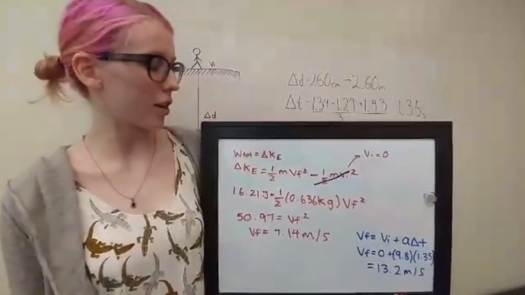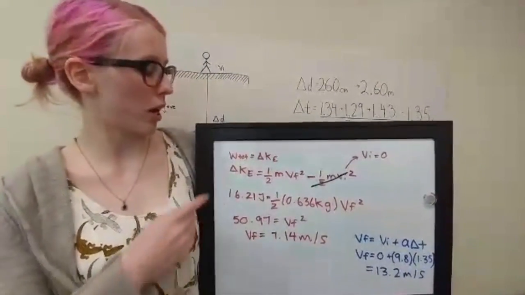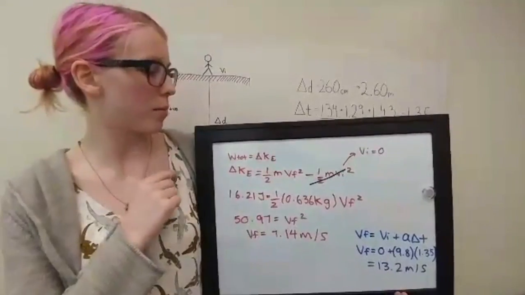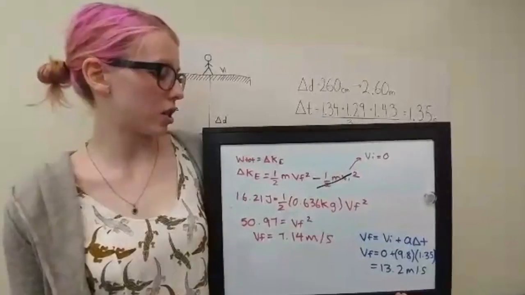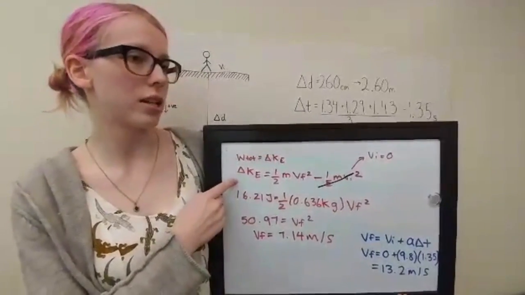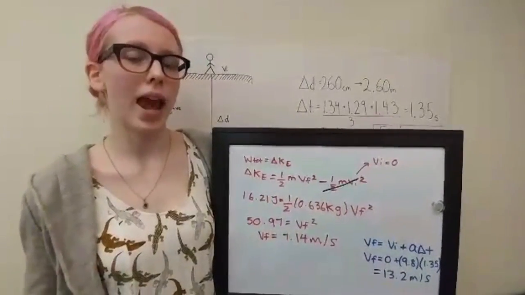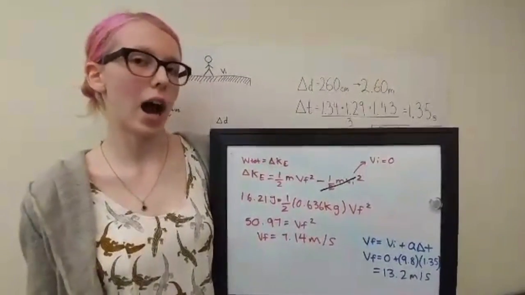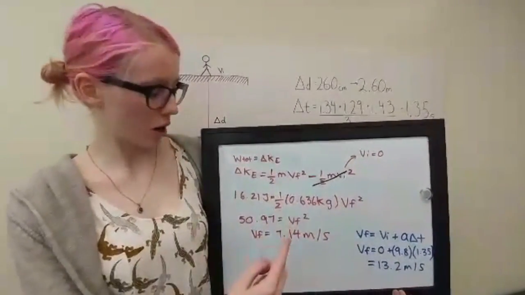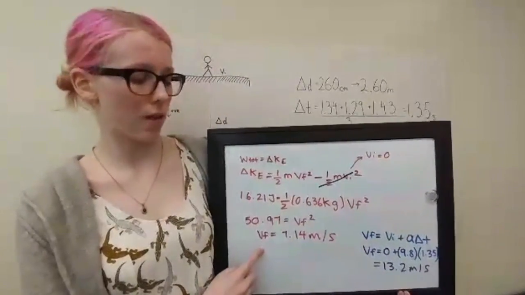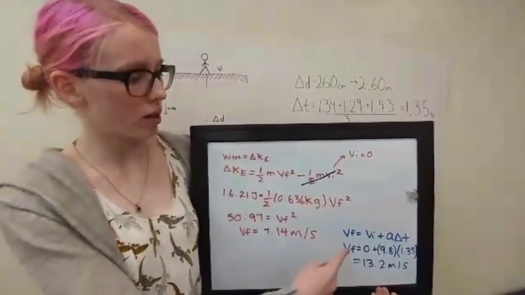Okay, so in our last calculation, we found the work and the potential energy. So using that, we used the work energy theorem to find VF. So work total equals the change in kinetic energy, and the change in kinetic energy is kinetic energy final minus kinetic energy initial, but Ki is going to be 0 because Vi is 0, so that can just be cancelled out there. And when we input everything into our equation, we come out with a VF of 7.14 meters per second. Now to check our answer, we also went to kinematics.